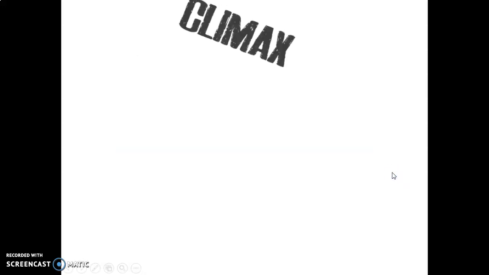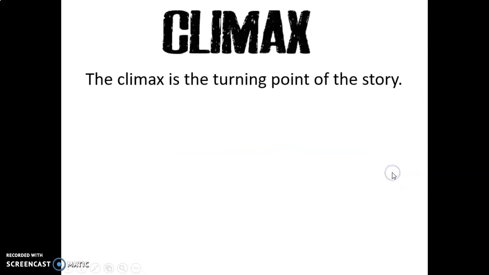The climax. The climax of the story is our big turning point in the story. This can be when our protagonist makes a big decision, comes to a big realization about themselves, or when we have that big moment where the Avengers fight the bad guy.